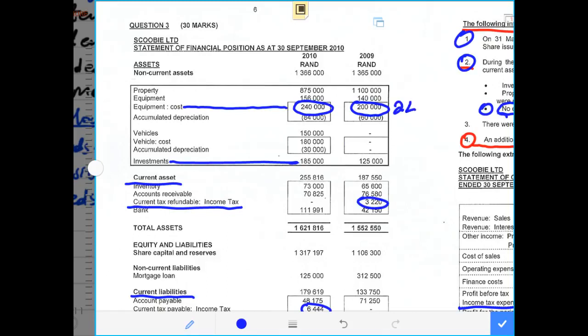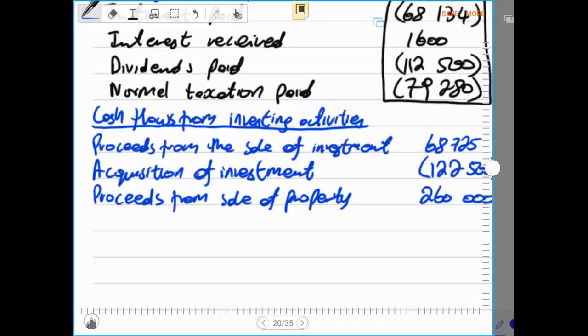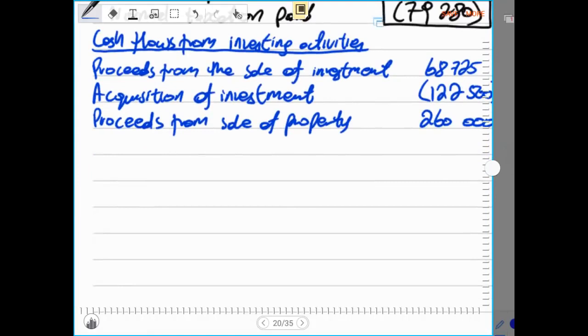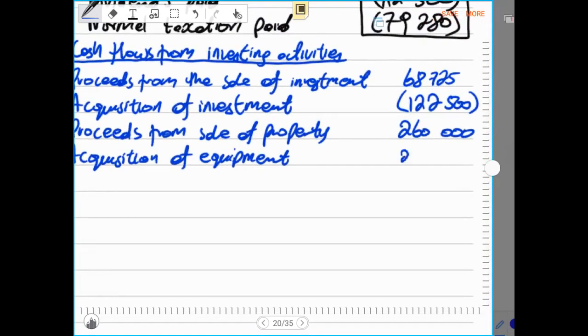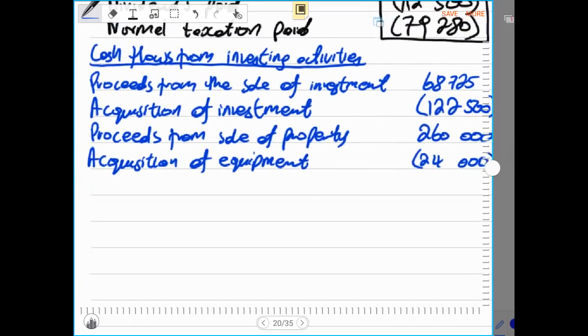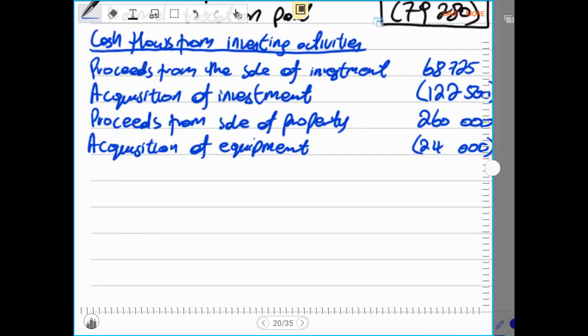So now that means 24,000 rands, which is 200,000 rands minus 240,000, will be equipment acquired during the year. That will mean it's acquisitions of equipment. So now let us record that as acquisition of equipment during the year in the cash flow from investing activities. Then we say acquisition of equipment. And acquisition of equipment will be 24,000 rands. It must be negative because money went out of the business. We bought equipment, money went out.